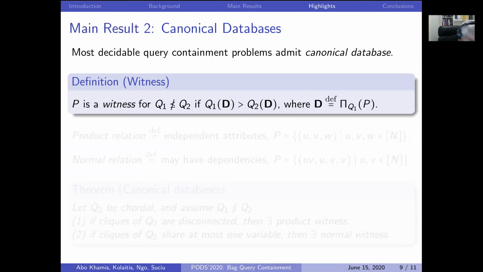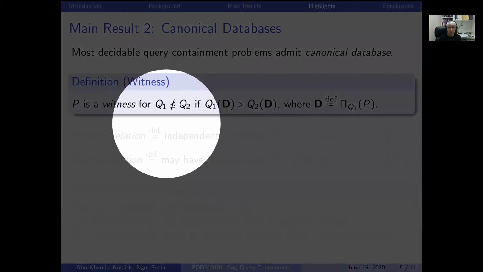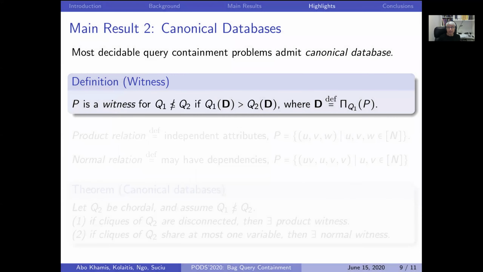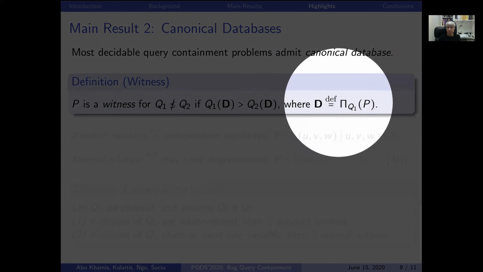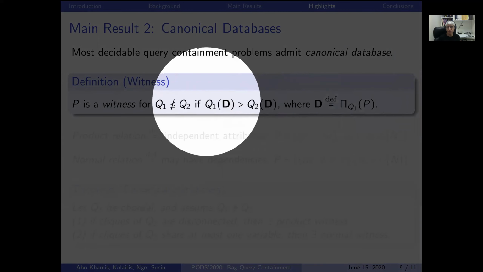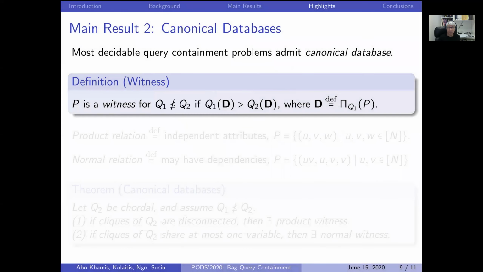I want to briefly describe an aspect of the second result. So here we essentially develop a kind of canonical databases that are sufficient to refute containment. We call a relation P a witness for the non-containment if the database obtained by projecting P on the atoms of Q1, please see the details in the paper, is a witness for the non-containment, if the inequality holds in the opposite direction.